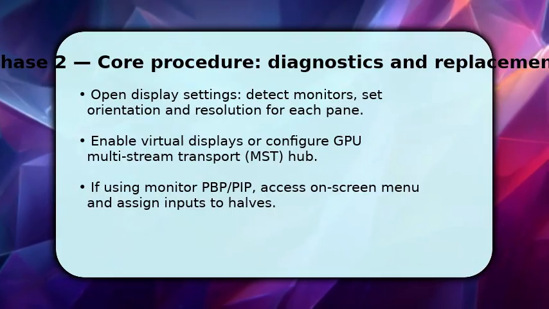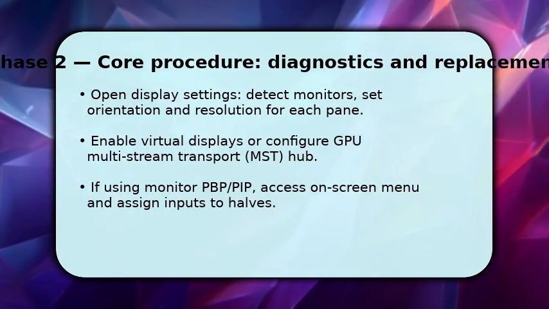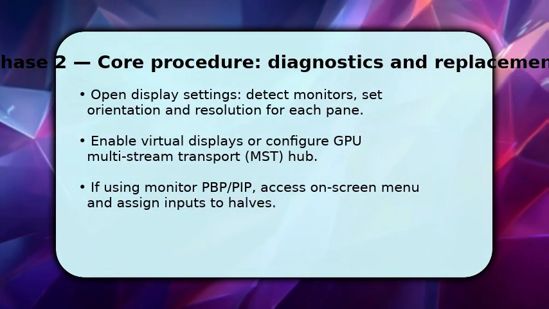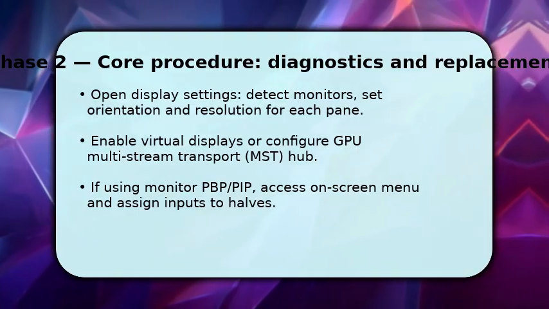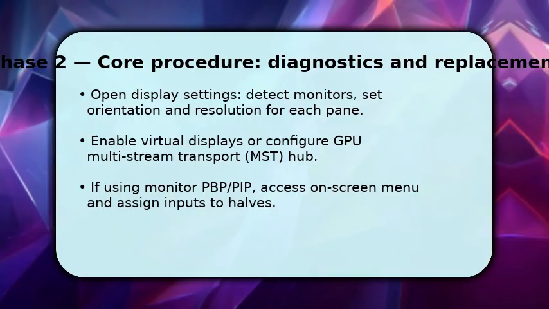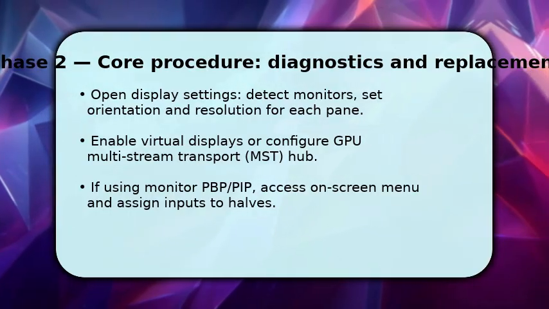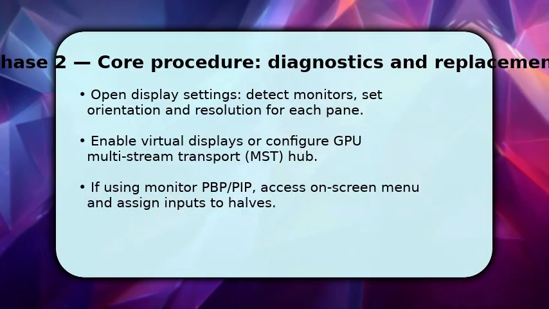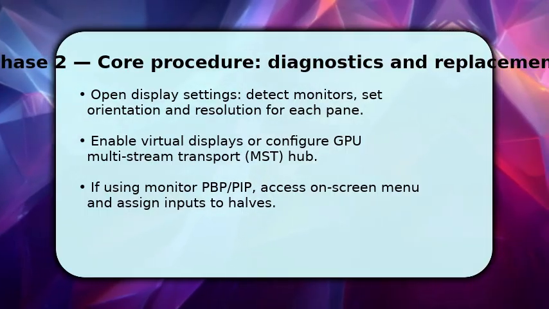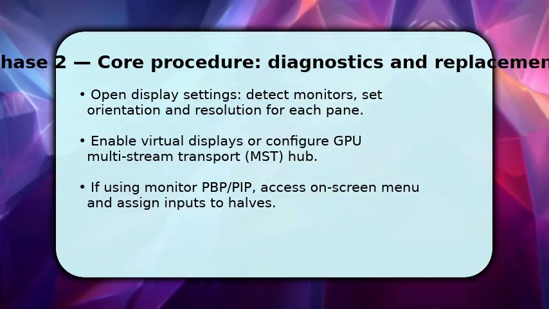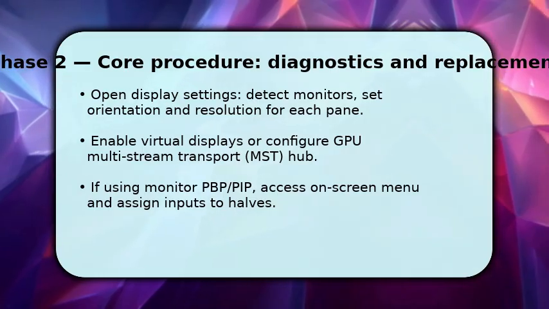Open display settings and detect new displays, then assign each virtual screen a resolution and orientation that matches the monitor's native panel. If you chose MSD, connect an MSD hub and enable multi-stream on the GPU control panel. Once done, arrange the virtual screens in Windows or Mac OS.